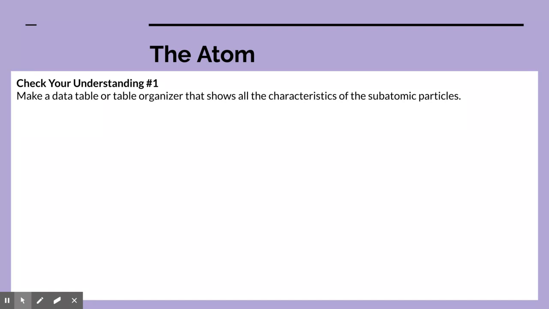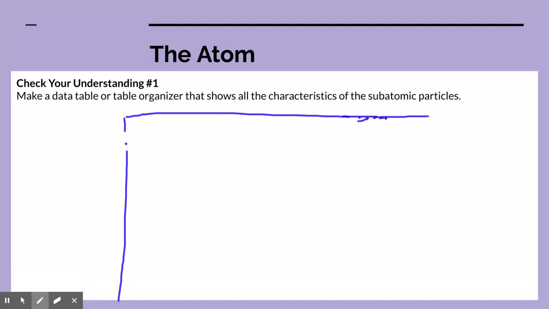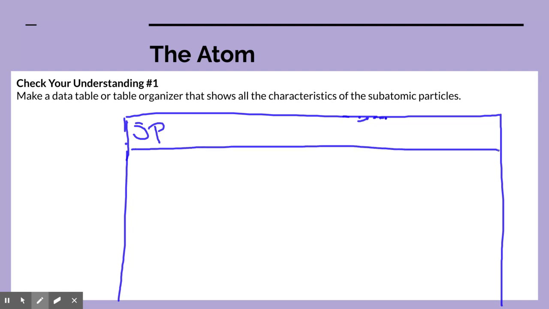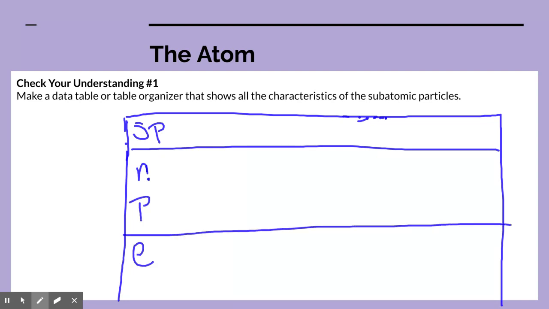Okay, so what I was looking for as far as a data table is concerned was this. You could split this up. SP is going to be subatomic particle. I'm going to use the symbols here: neutrons, protons, and electrons. Okay, split them all up.